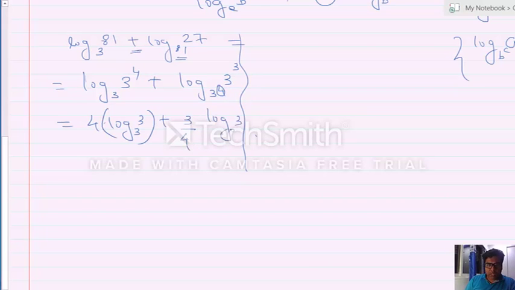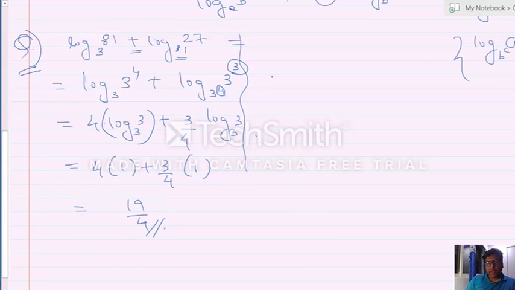Log 3 to the base 3. Did you understand this? The number 3 here comes out in the numerator and this 4 comes in the denominator, right? So finally what we have is 4 into 1 plus 3 by 4 into 1, which you can solve as 16 plus 3, 19, 19 by 4. I hope you understood this question. So simple one, just go through it. If any doubts, just post me, I'll accordingly help you out.